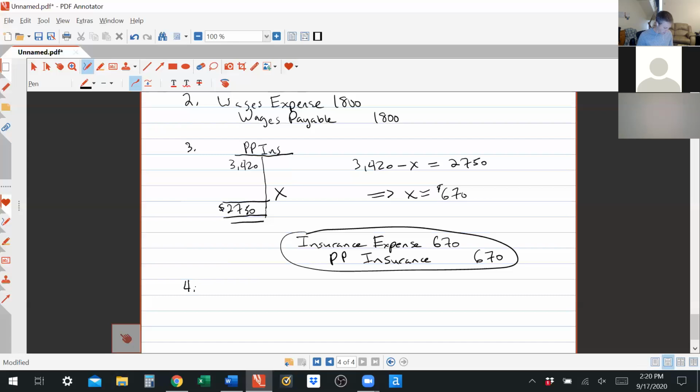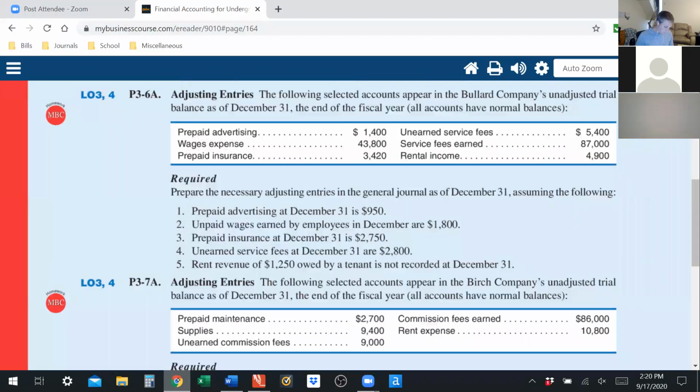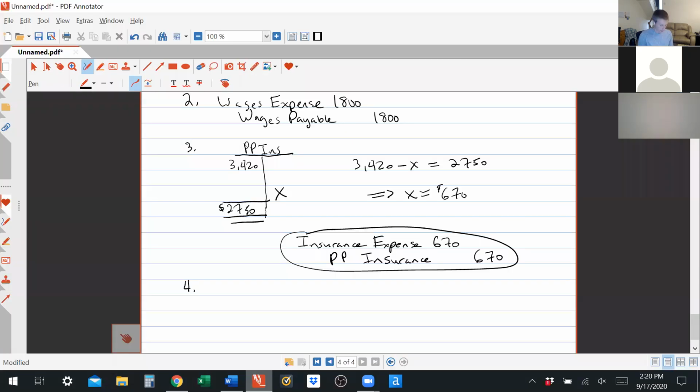Prepaid insurance. Unearned service fees at the end of December are $2,800. You say, wait, unearned service fees at the end of December, it said were $5,400. Well, this $5,400 must be the balance in the account before adjustment, and the $2,800 must be the balance in the account after adjustment. Let's make a T account.